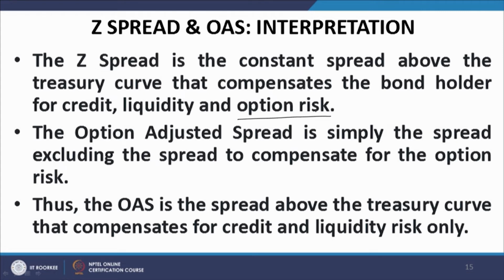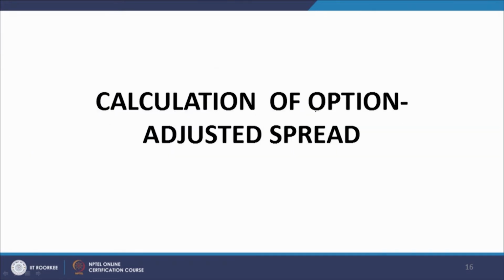We have assumed that wherever the option turns out to be in the money, the option will be exercised and the payoffs are adjusted accordingly. Thus, the option adjusted spread is the spread above the treasury curve that compensates for credit and liquidity risk only. Now, let us look at the calculation of option adjusted spread.